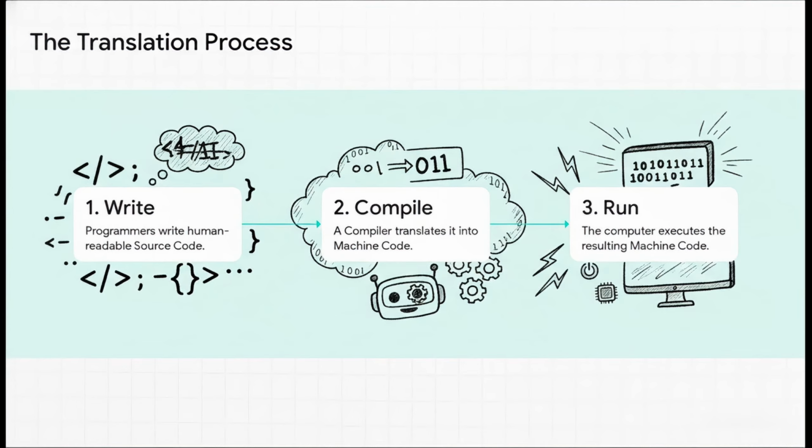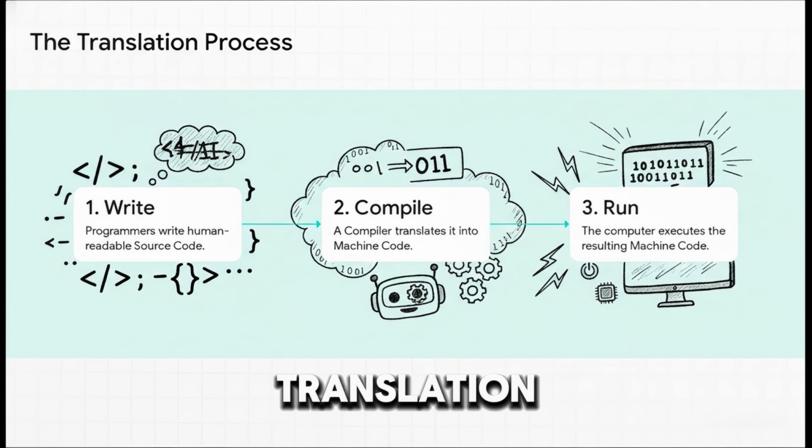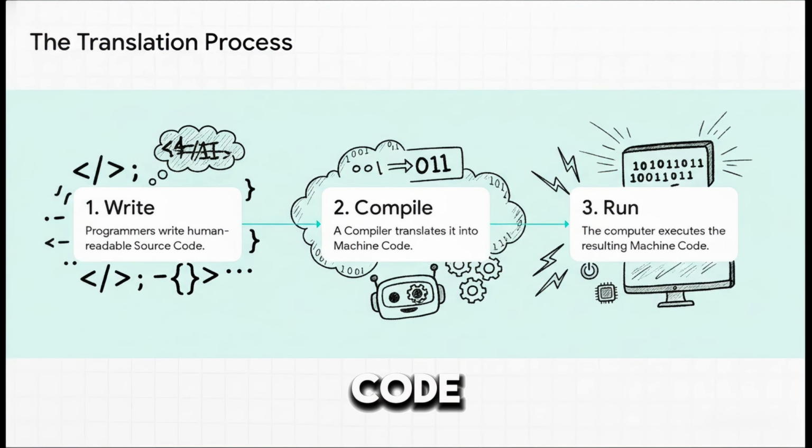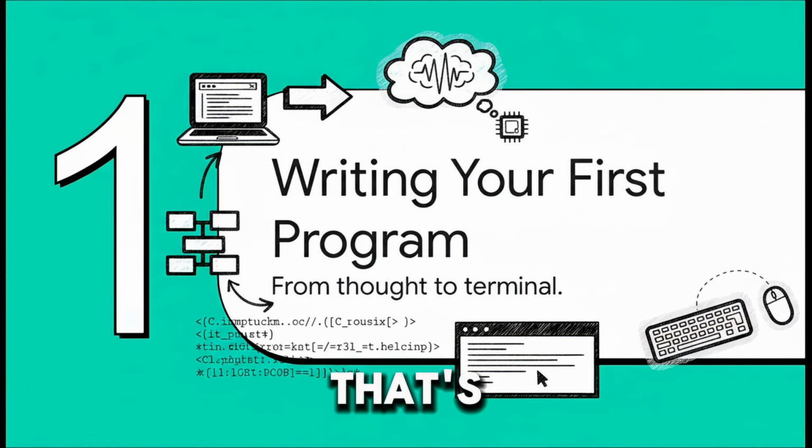And that brings us to this three-step dance. First, we write our source code. Second, a special program called a compiler does the translation work, turning it into machine code. And finally, the computer can run that machine code. Write, compile, run. That's the whole cycle right there. Alright, that's enough theory. Let's actually see how this works in practice.